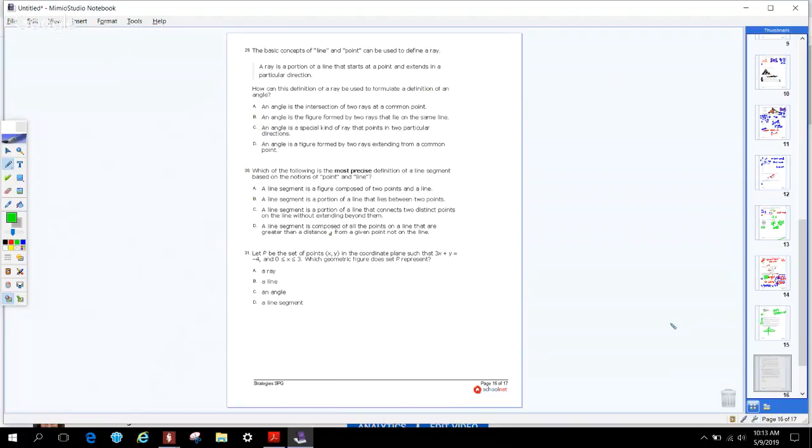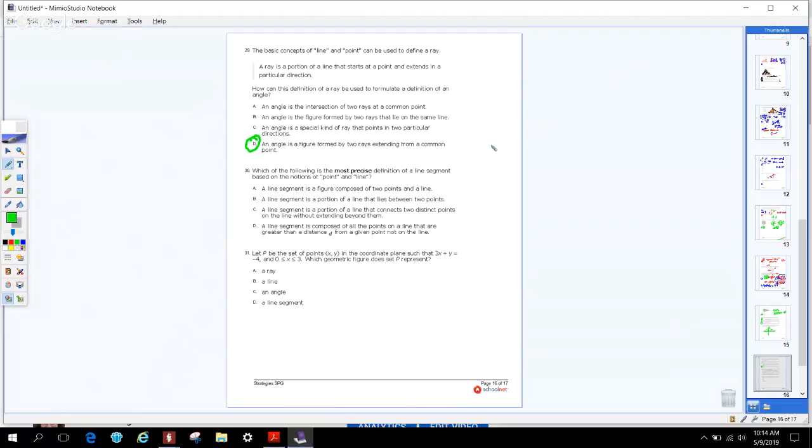Okay, 29. The basic concepts of line and point can be used to define a ray. A ray is a portion of a line that starts at a point and ends in a particular direction. How can this definition of a ray be used to formulate a definition of an angle? D. Yeah, it is D. An angle is a figure formed by two rays extending from a common point. That's good. Well done.